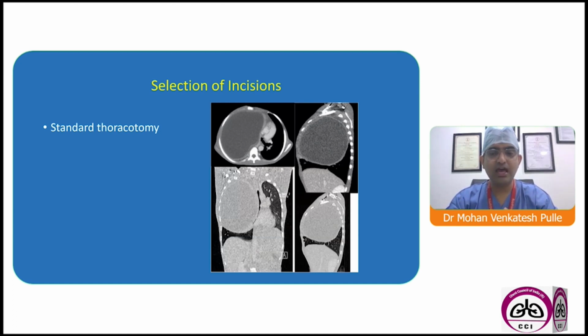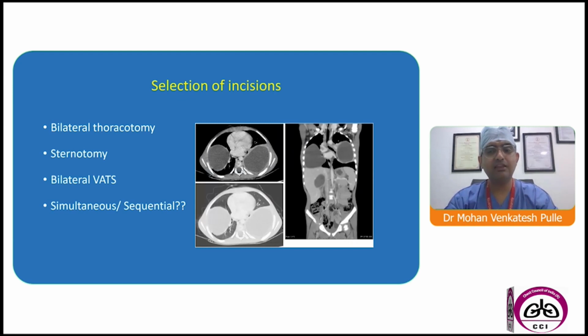In this case, we have a very, very large cystic disease in the right side of the chest, almost occupying more than 2/3 of the chest cavity. In such cases, giving small incisions doesn't help much during the surgery. So we have to go with the standard thoracotomy. And let's see another case scenario.